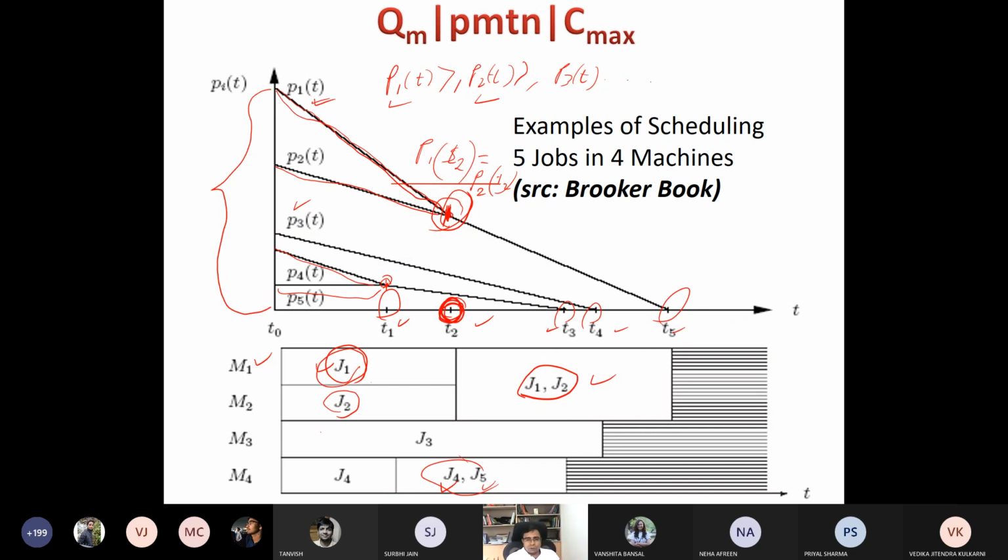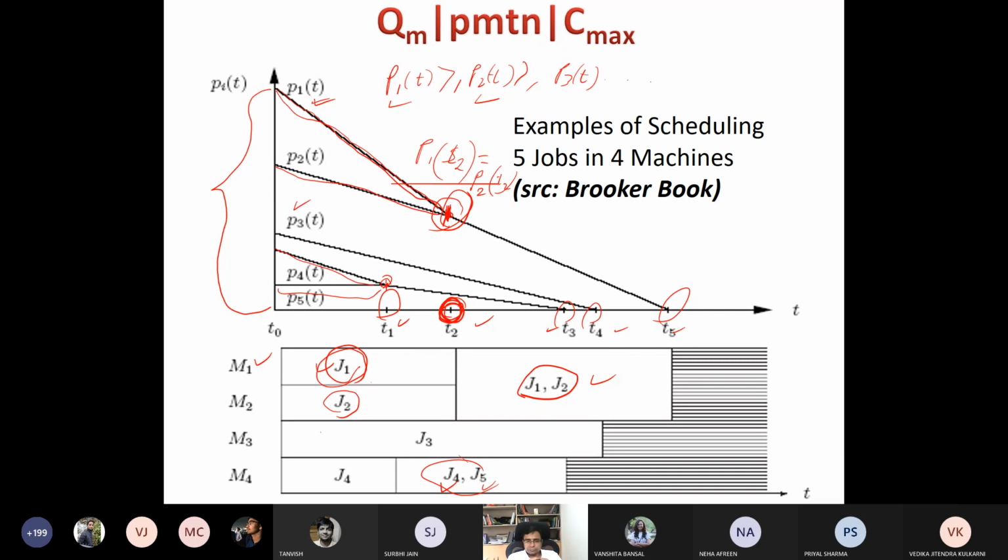Okay. So how to calculate and how to do these things. Is this clear? Any questions? And this slide I have actually taken from the Brucker book.